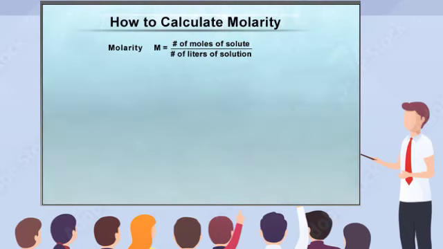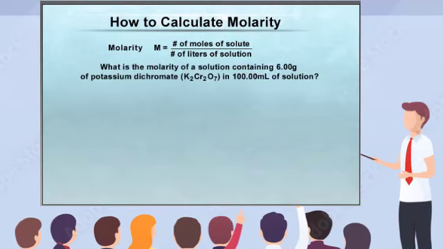When determining the molarity of a solution, remember to express the answer in units of molarity, moles of solute per liter of solution. How would you determine the molarity of a 100 milliliter solution that contains 6 grams of potassium dichromate? Notice that this example begins with 6 grams of the solute per 100 milliliters of solution, instead of moles of solute per liter of solution.